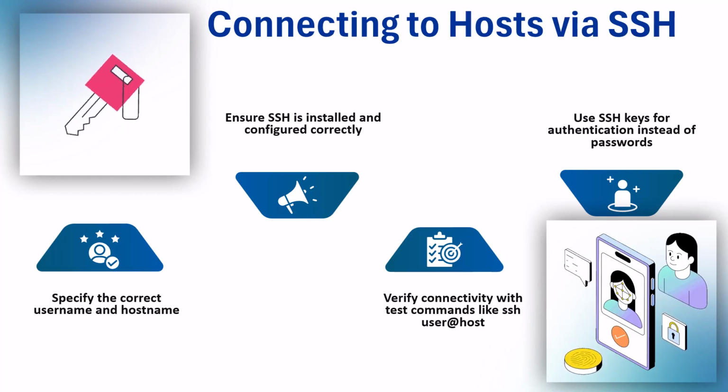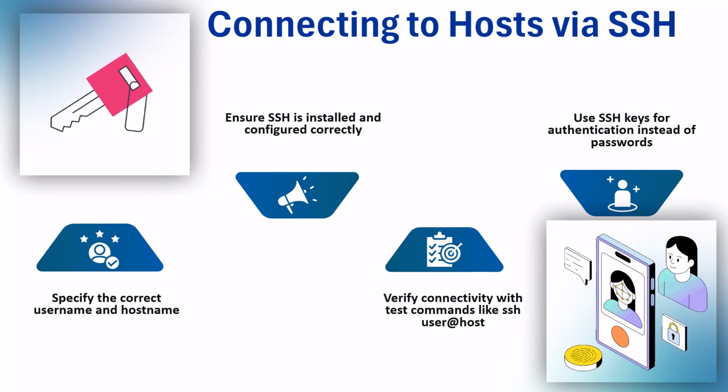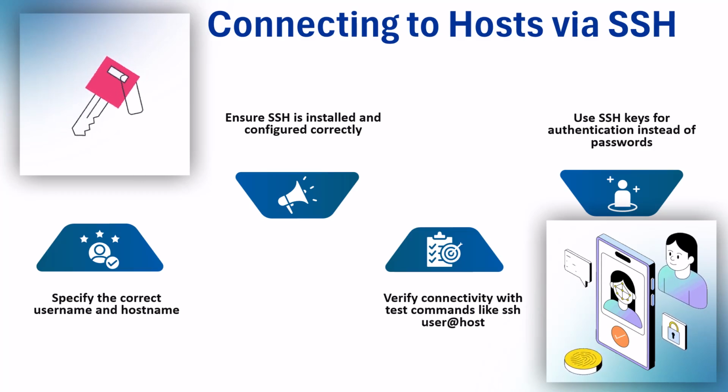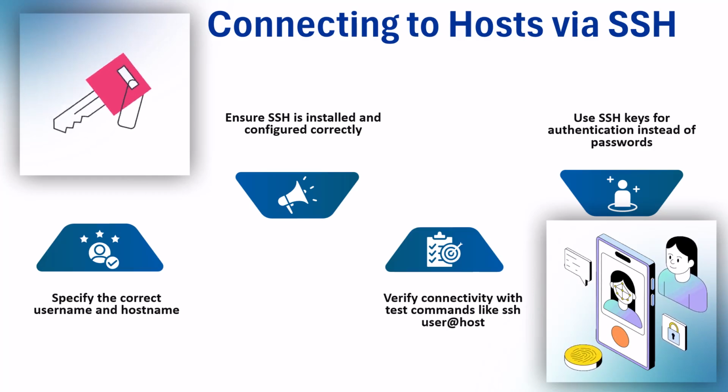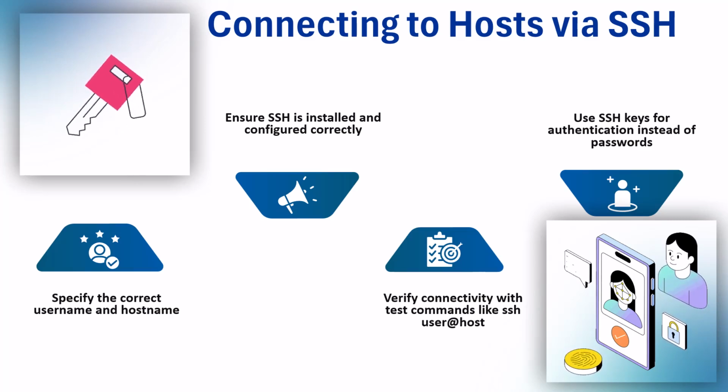Connecting to a remote host via SSH is like ringing someone's doorbell. Except, if done right, you never get locked out. First, make sure SSH is properly installed and configured. Instead of fumbling with passwords, use SSH keys for authentication. Always double-check the username and host name. Getting them wrong is like sending a letter to the wrong address. And finally, test your connection before diving into your work, so you don't end up debugging in frustration.